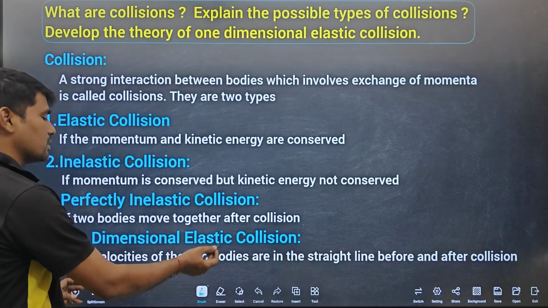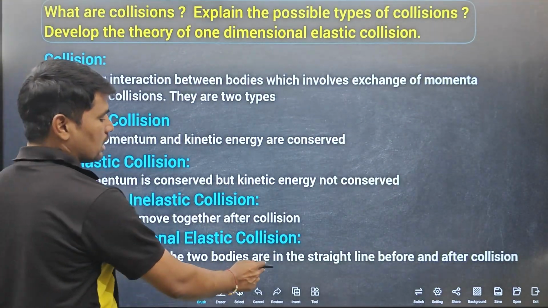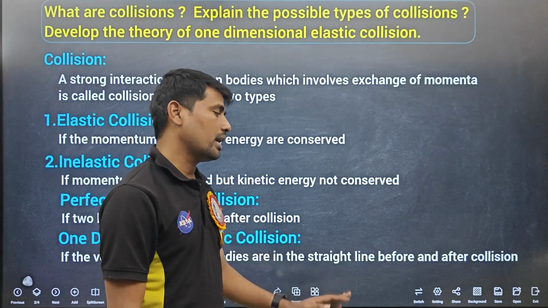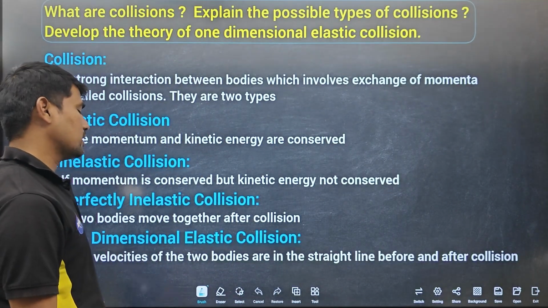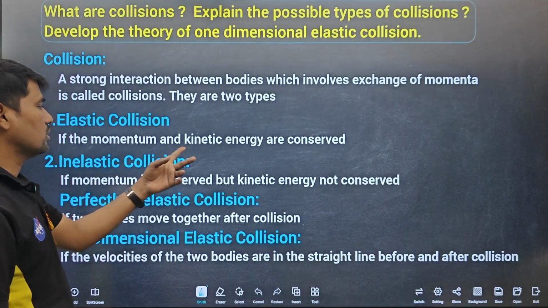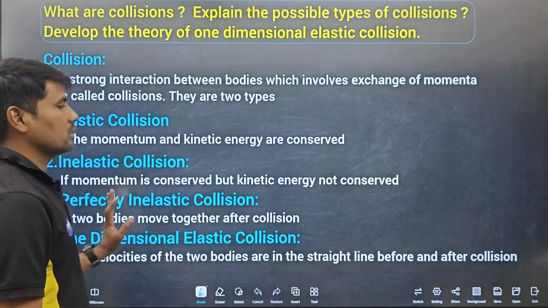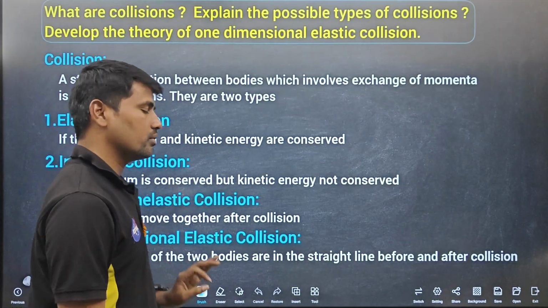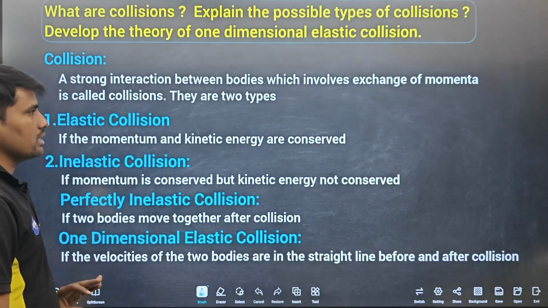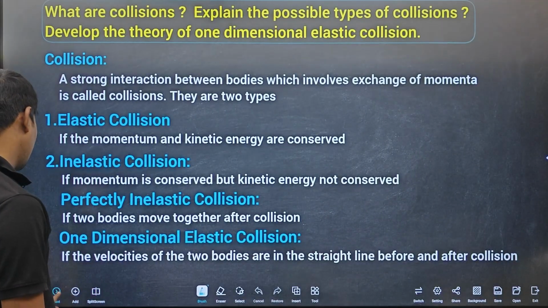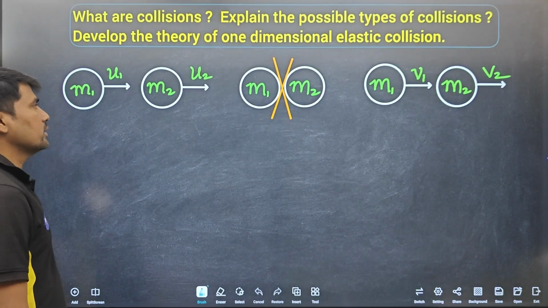Next, one-dimensional elastic collision. If the velocities of the two bodies are in a straight line before and after collision, then the collision is said to be a one-dimensional elastic collision. Elastic means both energy and momentum should be conserved. So these are the two types of collisions, and in that we have two variants. You have to write with side headings clearly and explain these collisions. Okay. Next, we are going to the one-dimensional elastic collision.